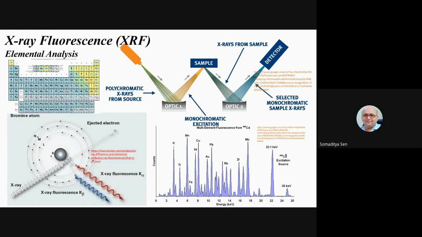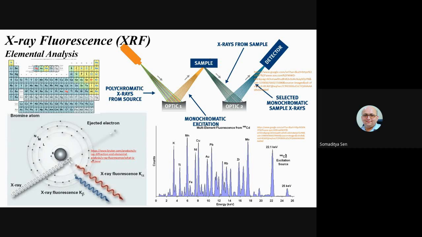Okay. Now, X-ray fluorescence. First, I explained why X-rays and electrons are important. Now I'll tell you how X-rays can be utilized to do different types of measurements and to understand the microscopic and macroscopic parameters. Okay. Now, one thing is X-ray fluorescence.